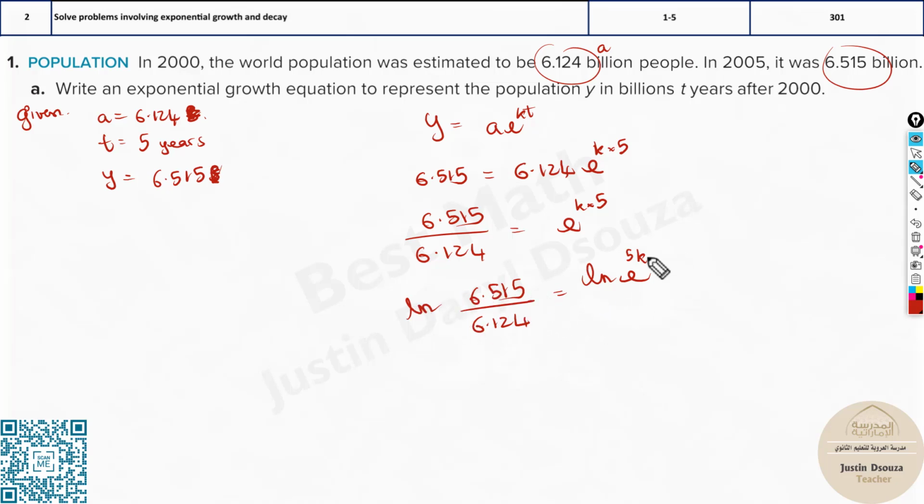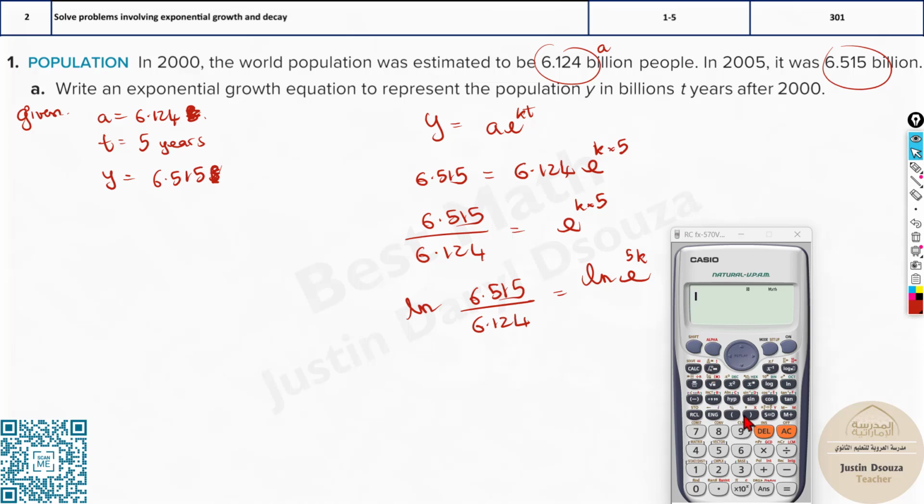So what you can do is write this much and then put it directly in the calculator and we'll get the answer. I'll show you now. All we have to do is press ln, that's natural logarithm, 6.515 divided by 6.124, close the bracket, equals alpha, and equal to ln e to the power, as given over here, shift and e to the power, alpha x, and close the bracket over here.